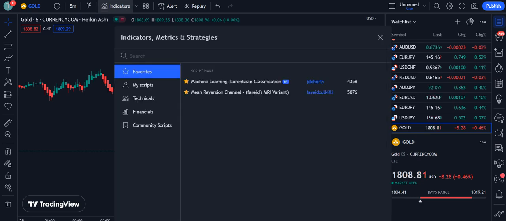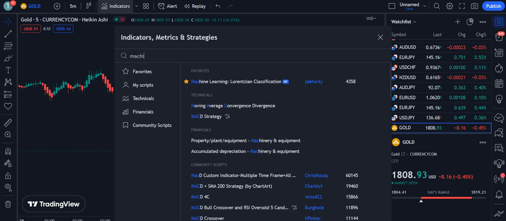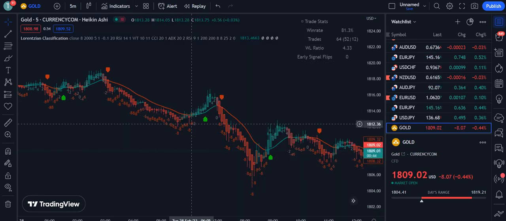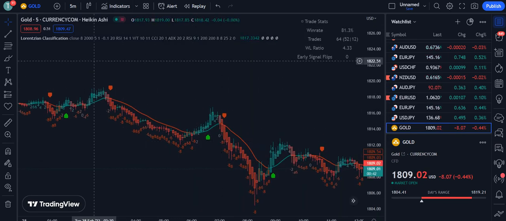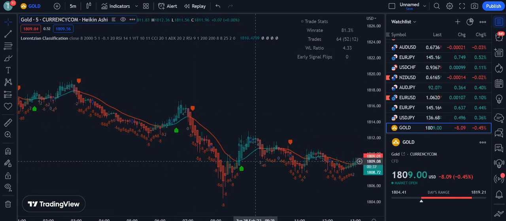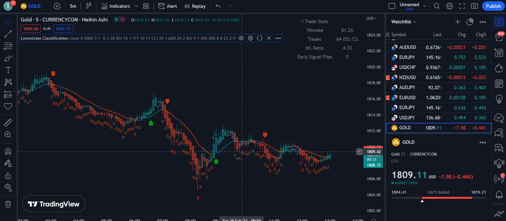And the indicators that we are using, the first indicator is the Machine Learning Lorentzian Classification by jdehorty. 4,358 traders are using this indicator. We have to simply click on it. It will be applied on our chart. Okay, here we are not going to do any kind of adjustment in the settings because its settings are by default very proper and accurate for our strategy.